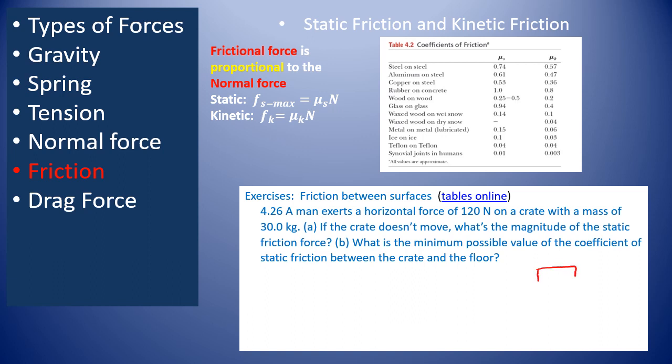So the crate on the ground, and you apply 100 newtons. Now it doesn't move. If it doesn't move, basically that's a free body in equilibrium. There must be a friction exactly the same amount, but in the opposite direction. So static friction, because it does not move, is exactly 100 newtons and cancels the applied force.